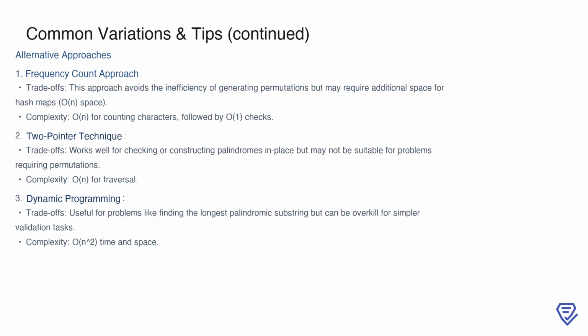For problems like finding the longest palindromic substring, dynamic programming can be a powerful tool. It allows you to break the problem into smaller subproblems, but the trade-off is higher time and space complexity, typically O(n²). Choosing the right approach depends on the specific problem constraints and the trade-offs you're willing to make.